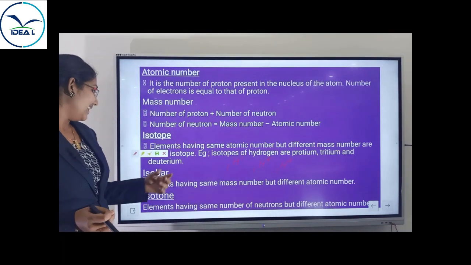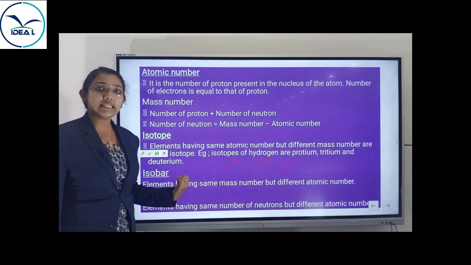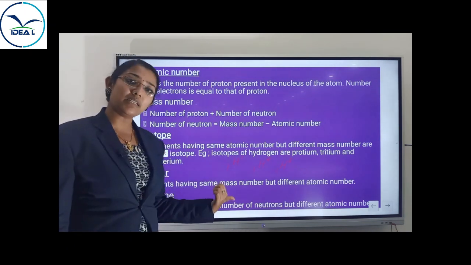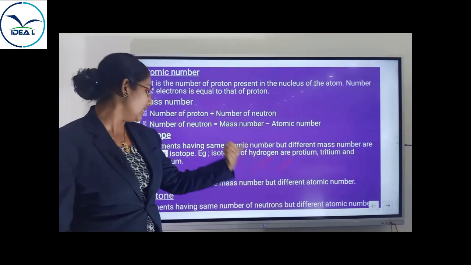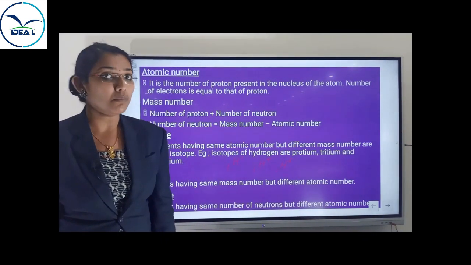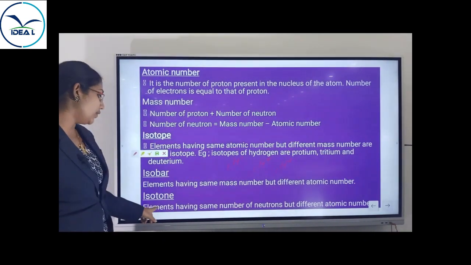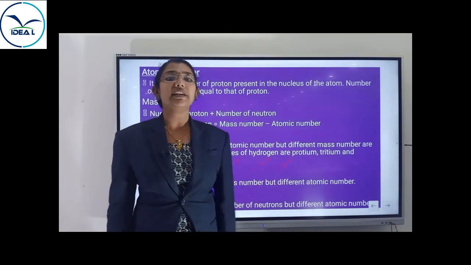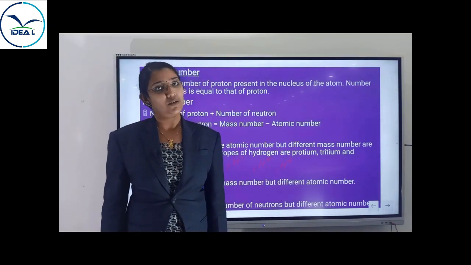Then isobar. Isobar is just opposite to isotope. Elements having same mass number but different atomic number are known as isobars. And the last term is isotone. Elements having same number of neutrons but different atomic number are isotones.